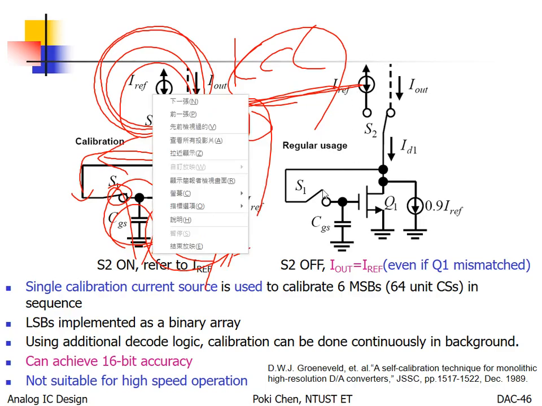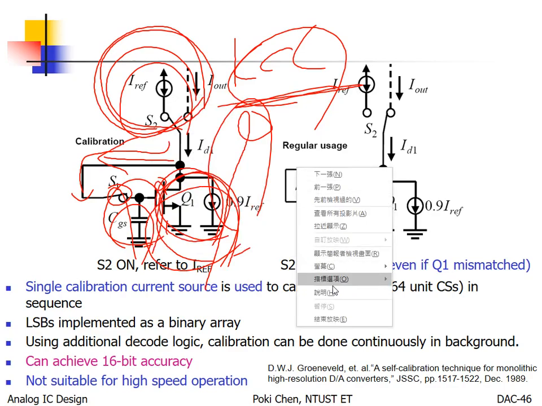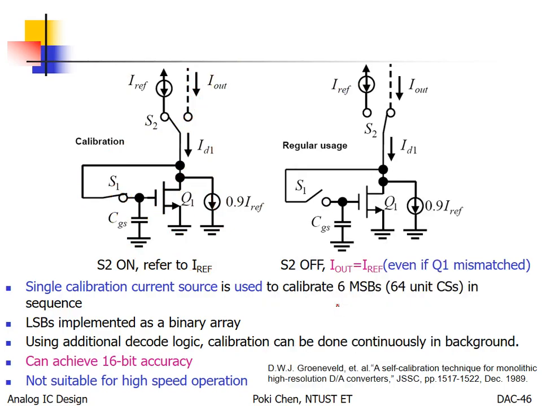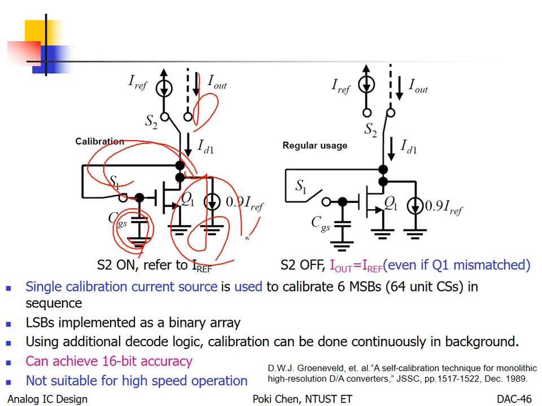On the contrary, if from the beginning my current is larger than yours, according to KCL, I need to get extra current from here. If you get extra current from your capacitor, it means the gate voltage will be reduced. Until when? Again, until my current is the same as yours. So after some time, my current will be exactly the same as the reference current.